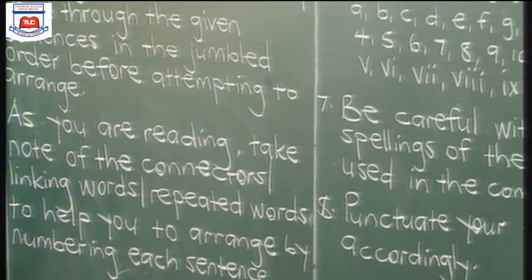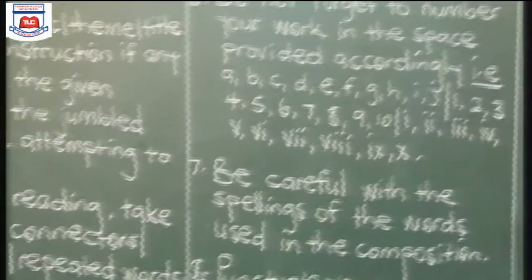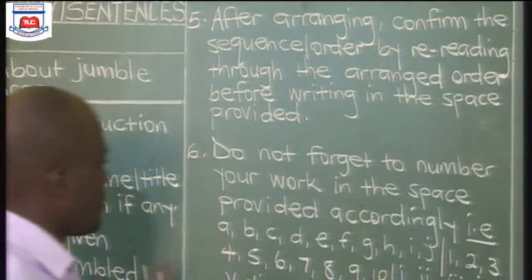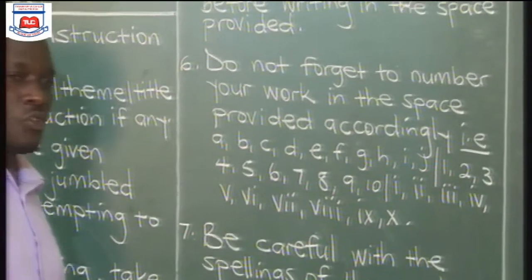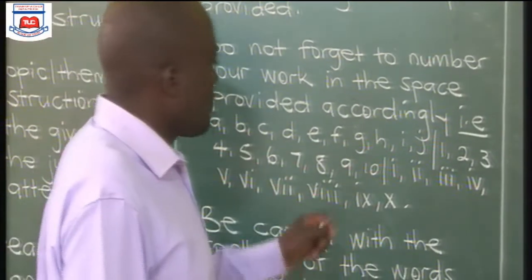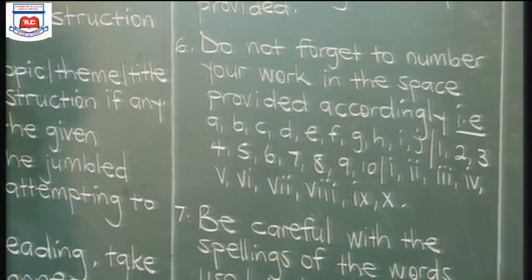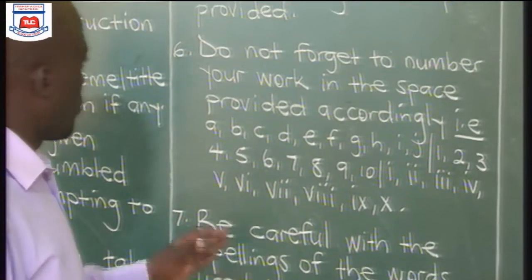Okay? Yes. So how do we arrange? By numbering. And how do we number? We number according to what the examiner has given you. If the examiner has given you A, B, C, D, E, F, G, H, I, J, you also do the same in the space provided. If he has given you 1, 2, 3, 4, 5, 6, 7, 8, 9, 10, you also do the same. If it is a Roman 1, Roman 2, up to 10, you also do the same.